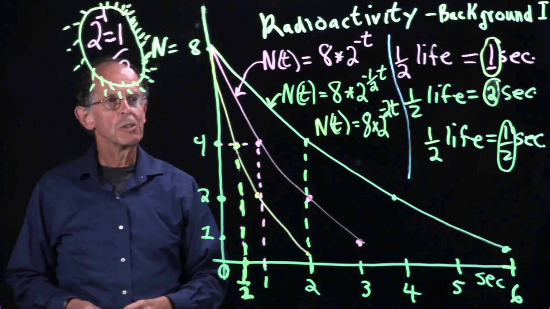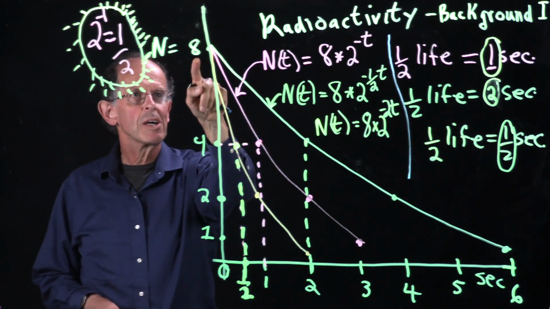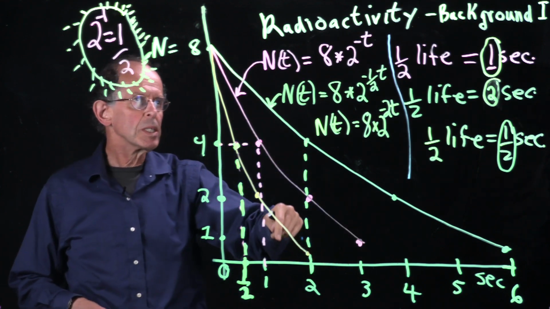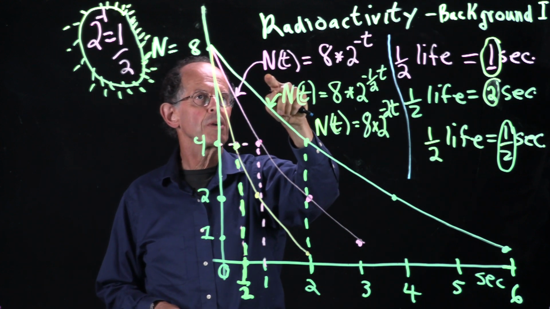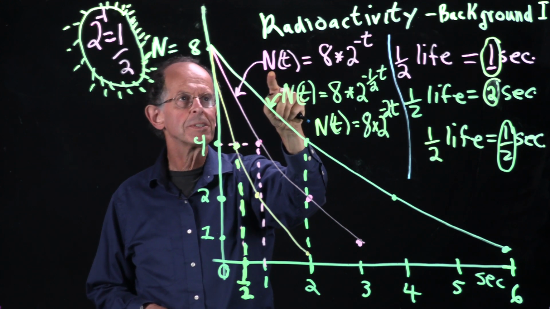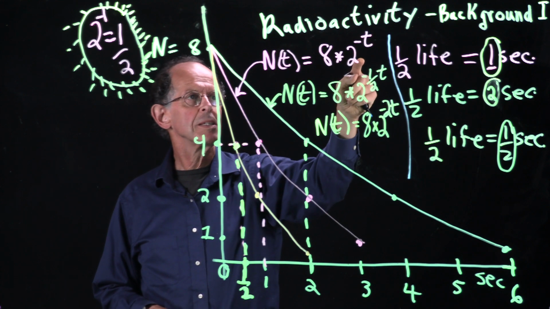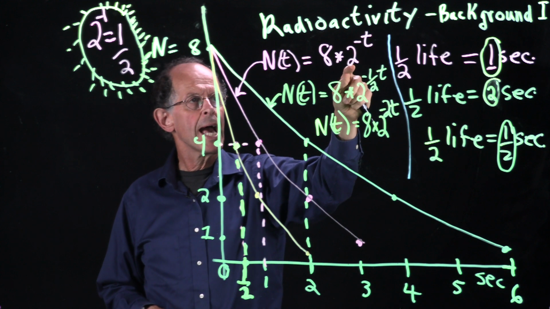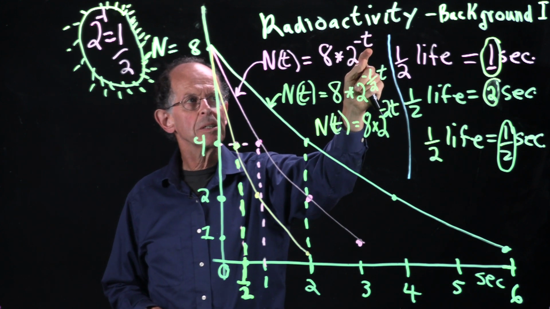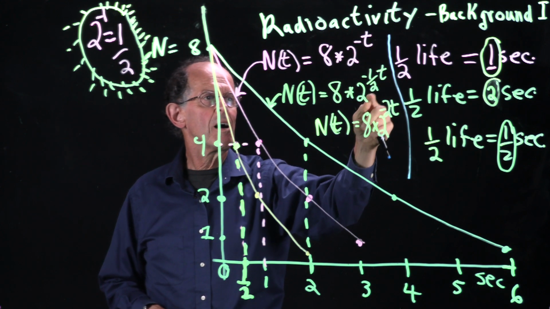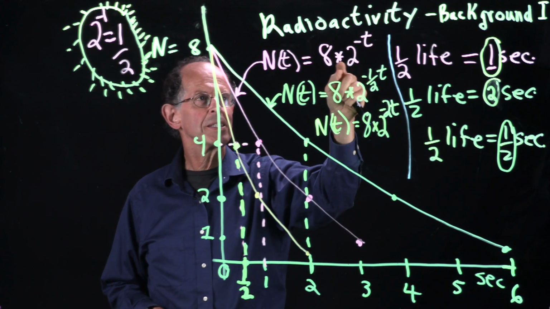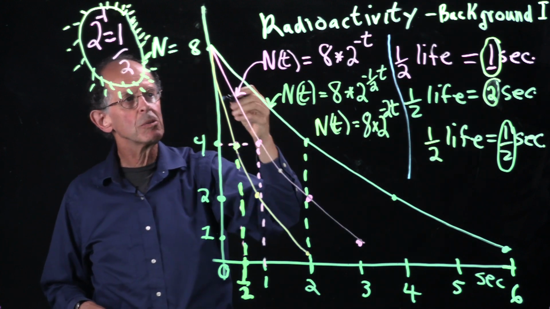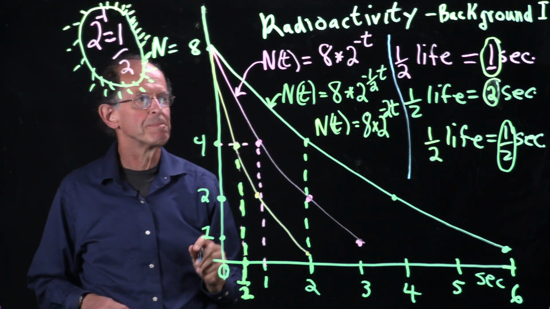So let's start with pink. We all start with 8, and it decays in this fashion. The formula that describes the number of particles left is this one. Let's go through this for each of the materials and draw some conclusions. At t equals 0, 2 to the 0 for all of these materials is always 1. 8 times 1, 8 times 1, 8 times 1. At t equals 0, we're sitting right there.